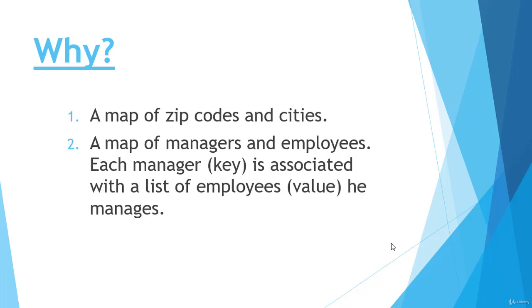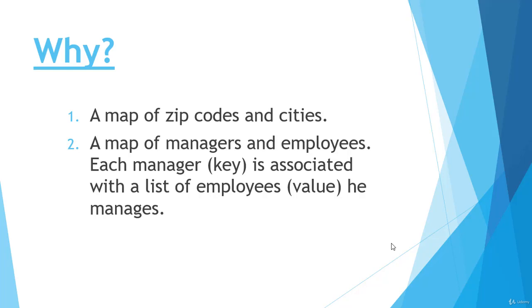You can see here where a map is used: a map of zip codes and cities, and a map of managers and employees. Each manager key is associated with the list of employees he manages. We know that a manager has a bunch of employees under them. So the manager is a key which is associated with the list of employees, which are the values. So you can see the key and value relationship between the manager and the employees. Basically, maps are used in these types of problems.